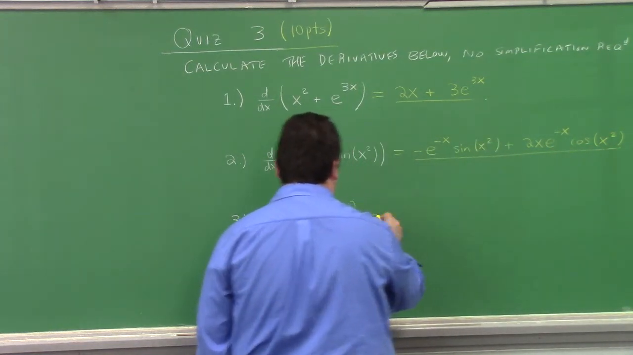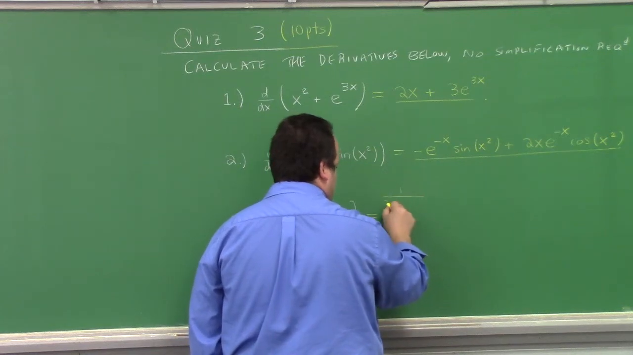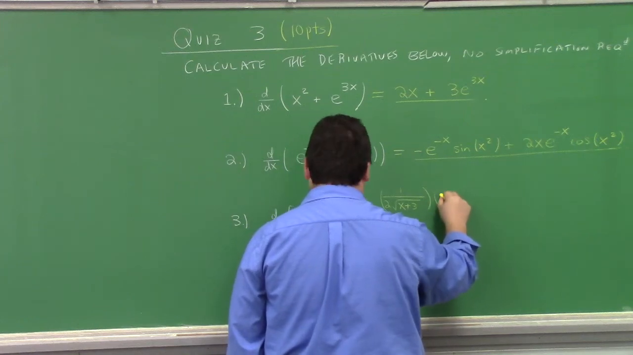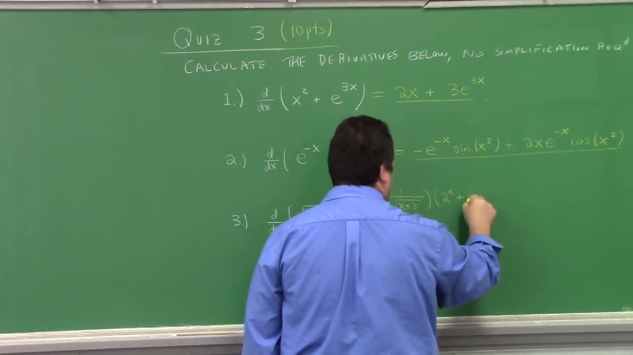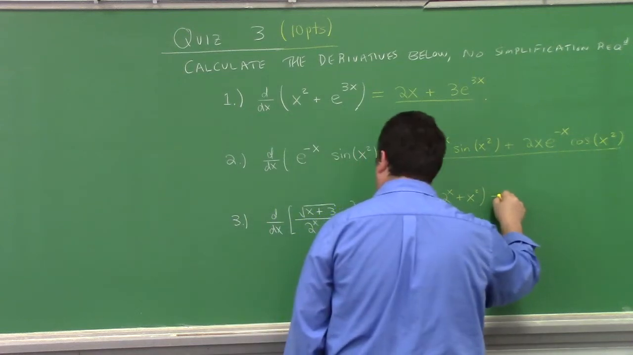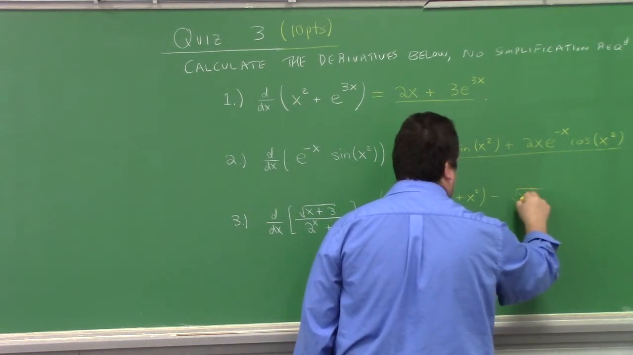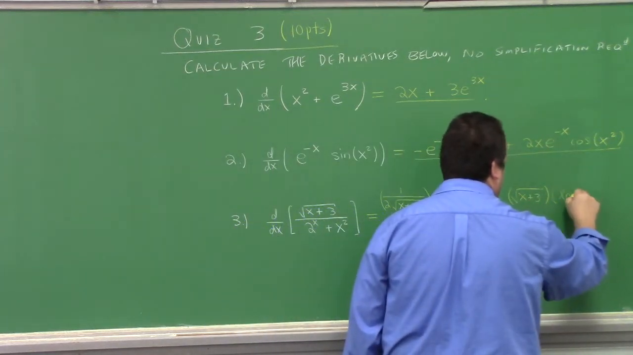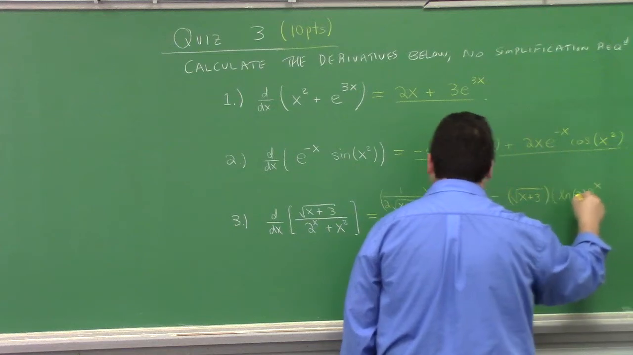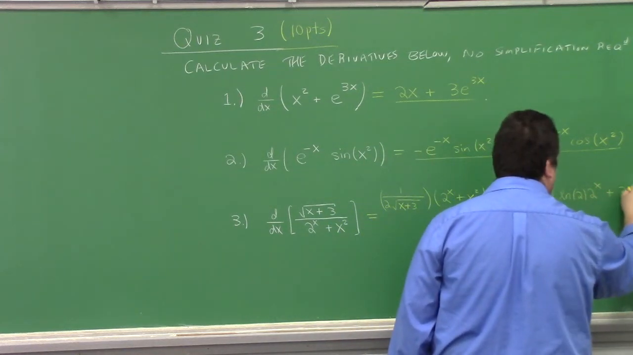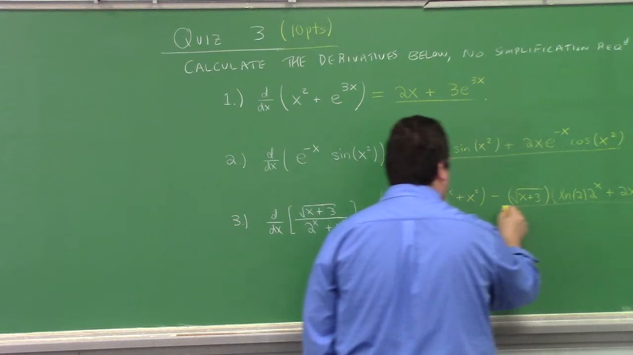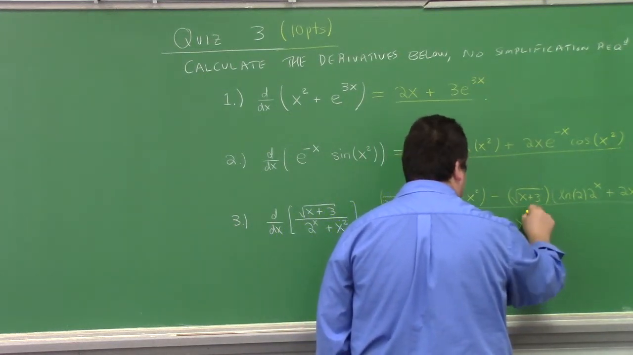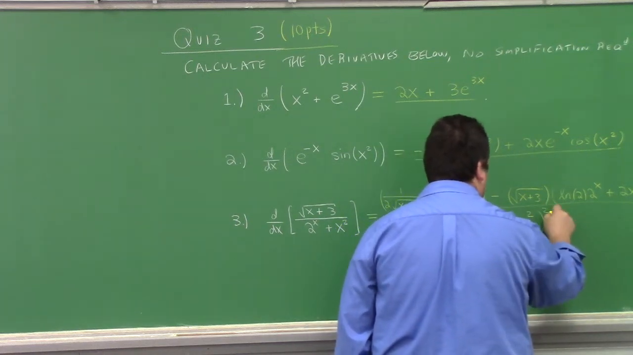And this one, I have 1 over 2 times the square root of x plus 3, times 2 to the x rather, plus x squared, and then minus the square root of x plus 3, quantity times natural log of 2 times 2 to the x plus 2x, all divided by 2 to the power x plus x squared, quantity squared.